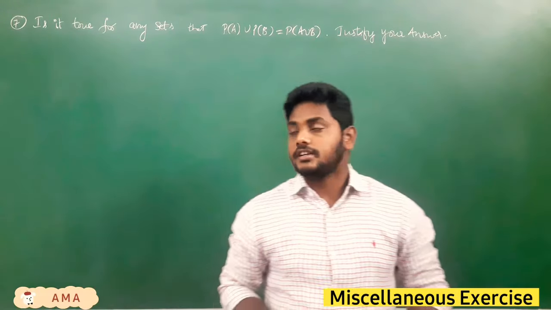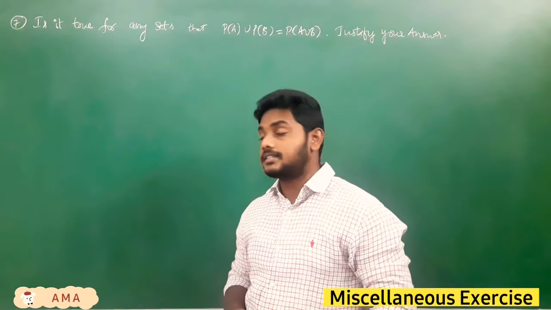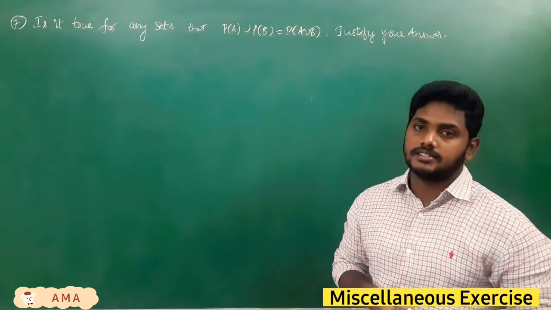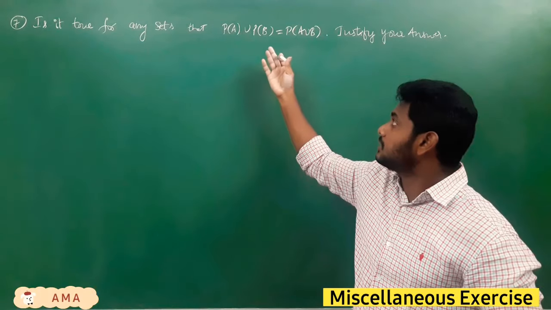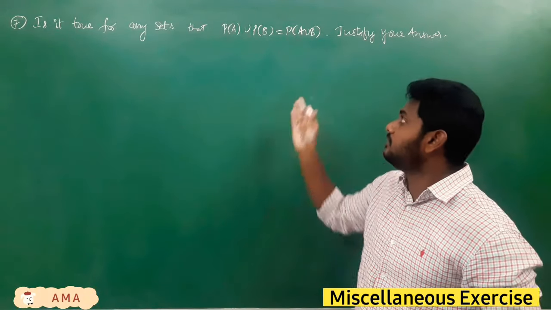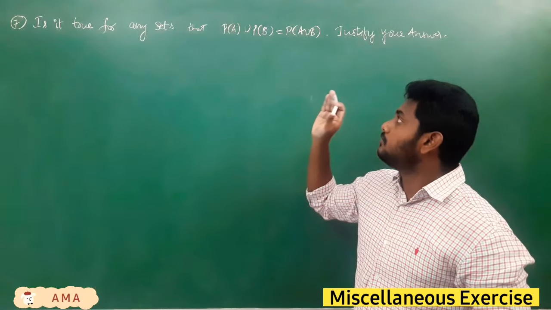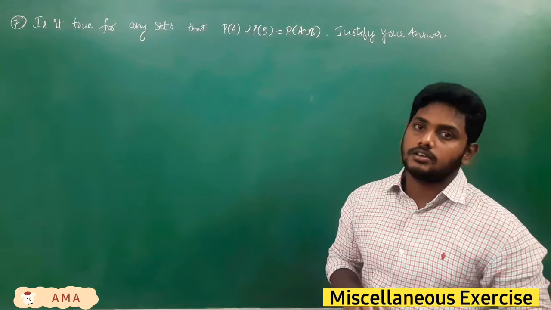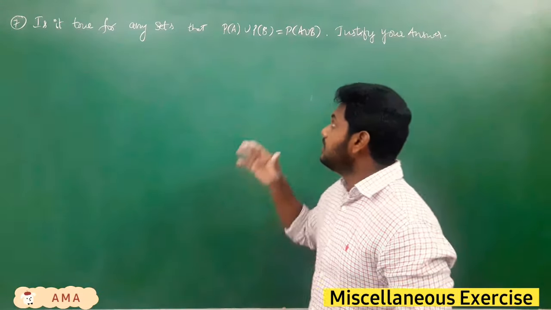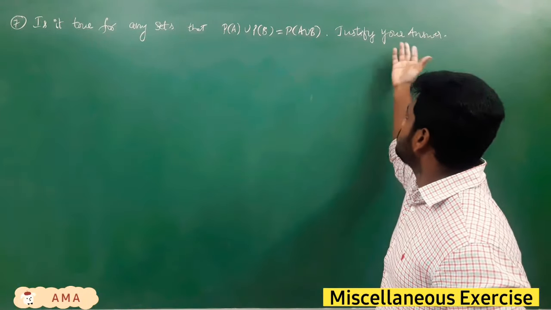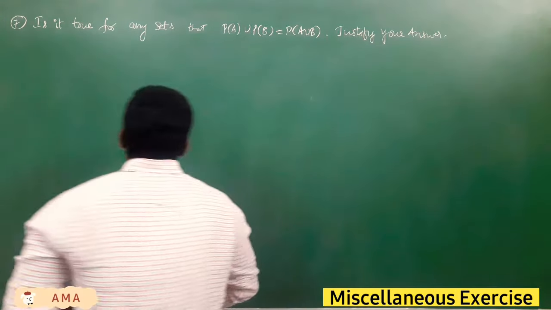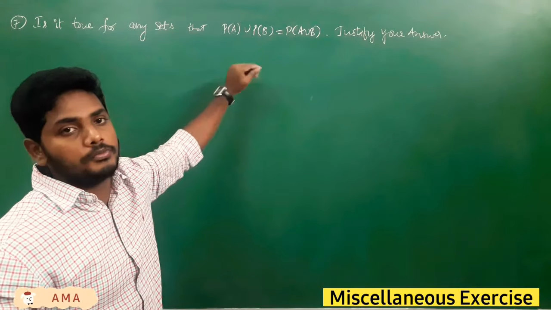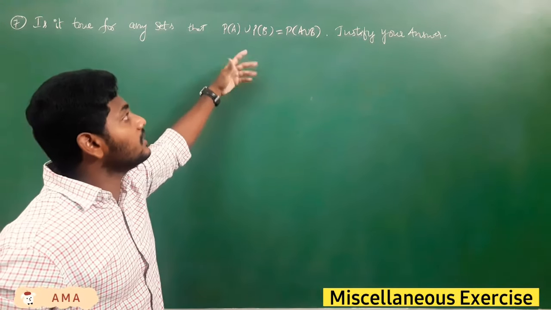Question number 7 of the miscellaneous exercise: is it true for any sets that P of A union P of B is equal to P of A union B? They are asking whether it will be true always for any sets or not. If it is okay, give an example. If it is not, then also you give an example. You tell me. By assuming, you can tell P of A union P of B equal to P of A union B or not. I will tell it is not.